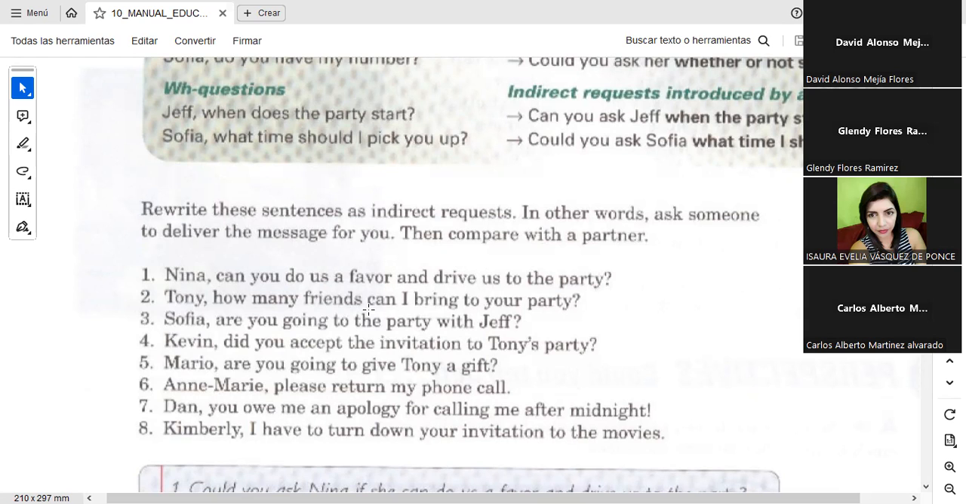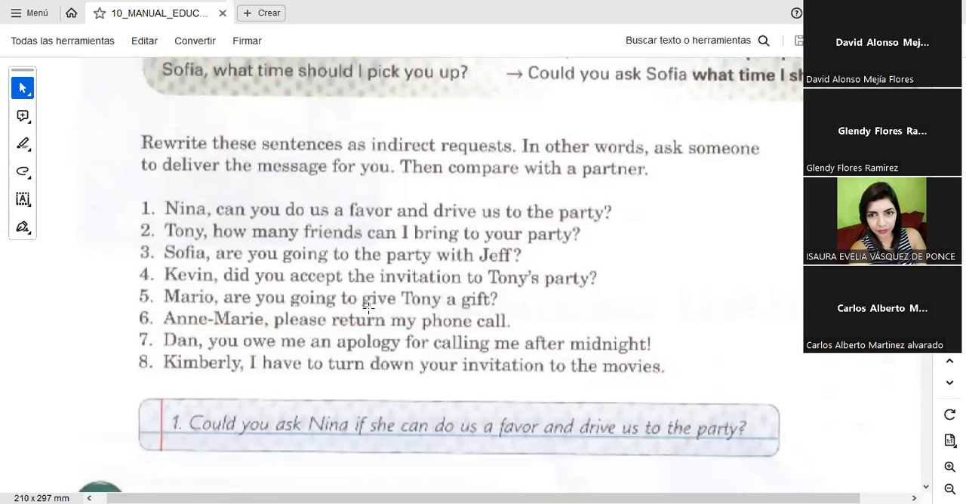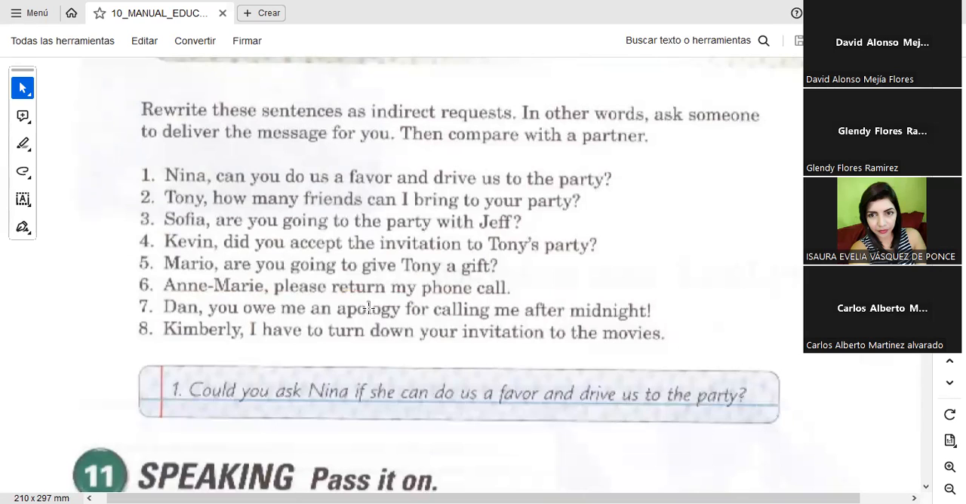Okay, I will send you in groups of three and write, as it says over there, sentences as direct requests. For example, number one, it says, Nina, can you do us a favor and drive us to the party? So what is the request? The request is, could you ask Nina if she can do us a favor and drive us to the party?